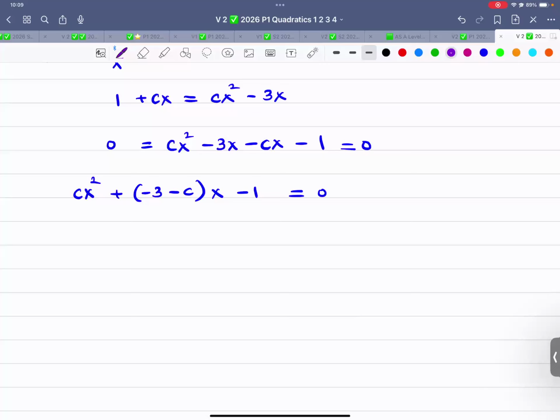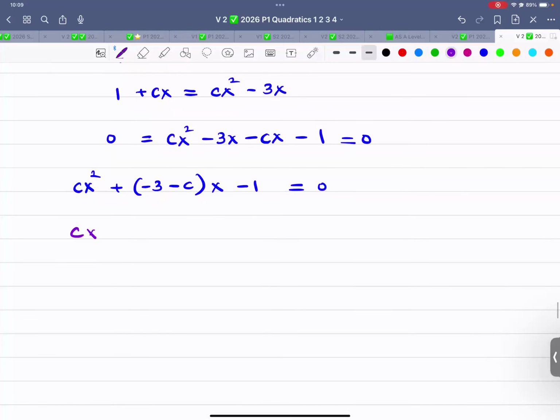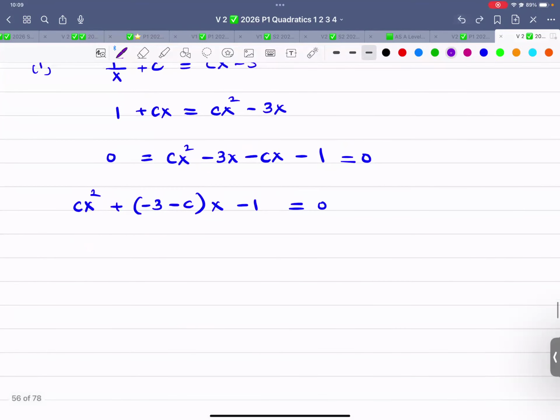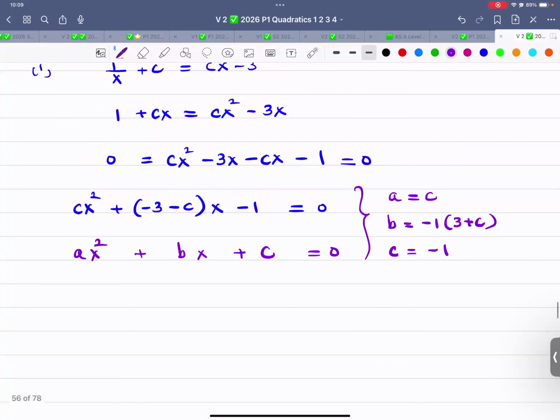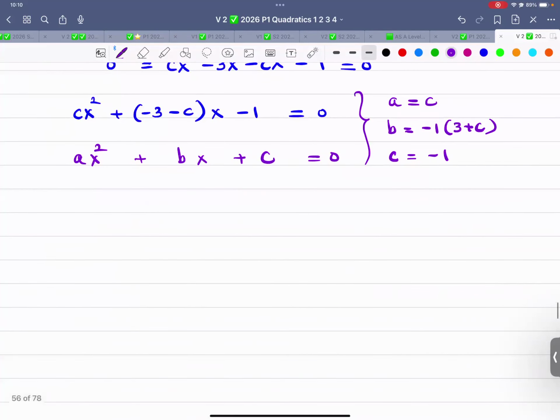Now let's write underneath it. That is cx square, actually ax square, my bad. So this is ax square plus bx plus a constant equals 0. Comparing coefficients, a is c, b is negative 1 common, 3 plus c, and c is negative 1. The condition is b square minus 4ac greater than or equal to 0. So minus 1, 3 plus c, the whole thing square, minus 4 into c into negative 1 is greater than or equal to 0.